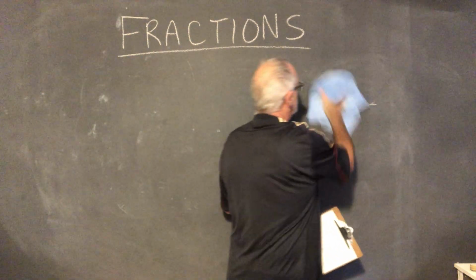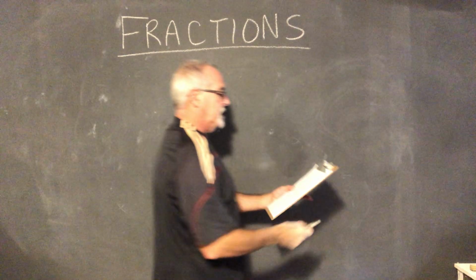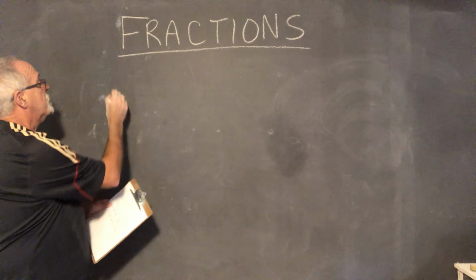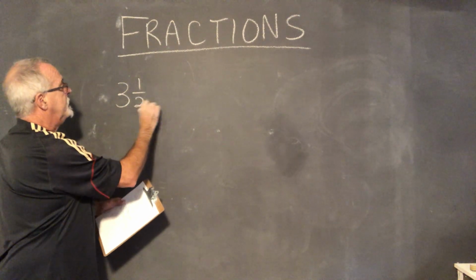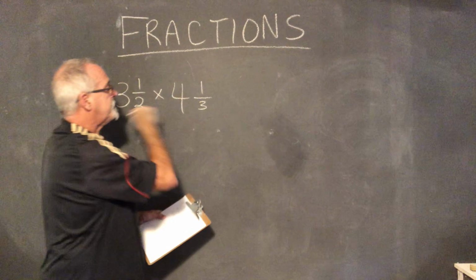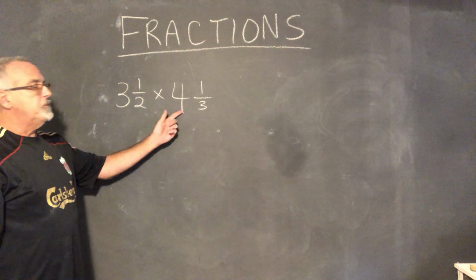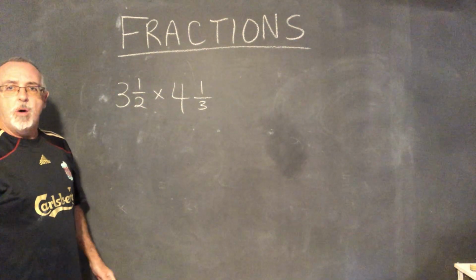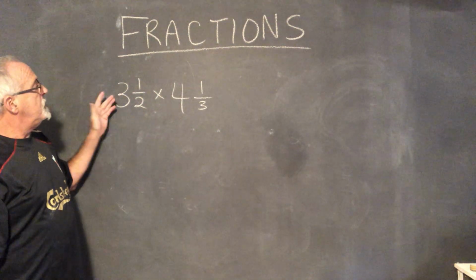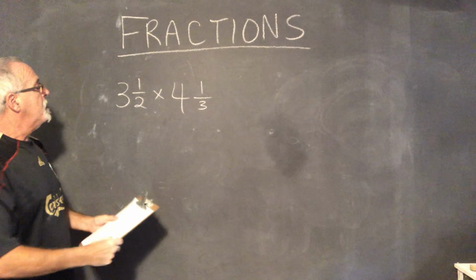Let's write down an example where we're multiplying fractions that are mixed numbers. 3 1/2 times 4 1/3. Are we going to try multiplying the big numbers, the whole numbers? No. What we're going to do is convert both of these into improper fractions.